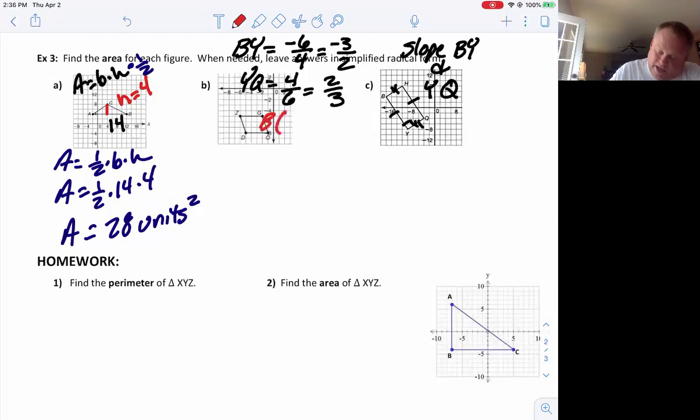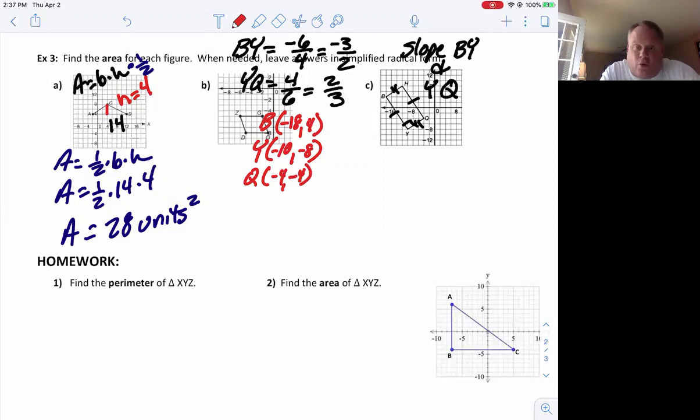My point B, I'm going to write them out, is at -18, 4. My point Y is at -10, -8. And Q is at -4, -4. And those are the points that are going to allow me to find the distance from B to Y and the distance from Y to Q. I'm staying with the theme of BY and YQ. So let's go ahead and find the distance.